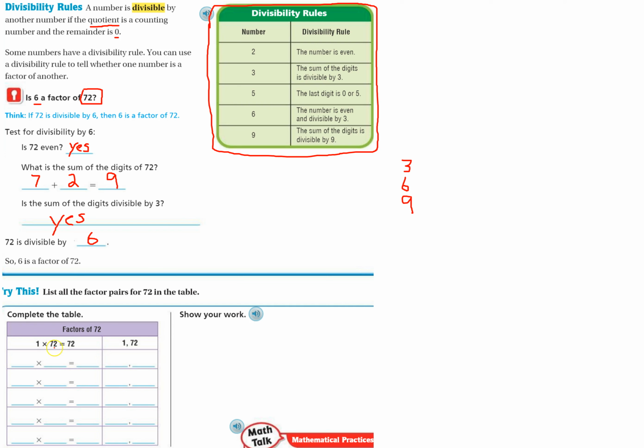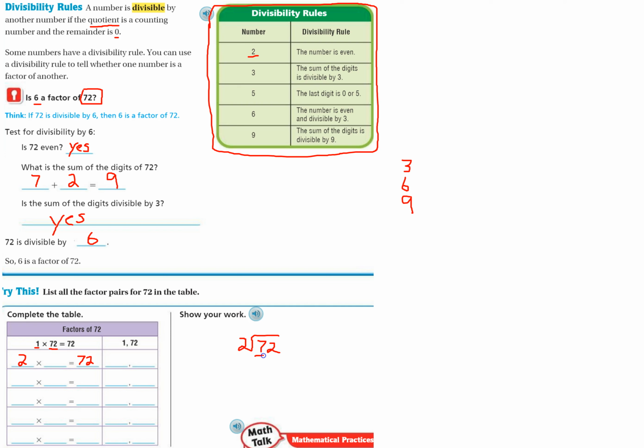Now, let's list all the factors of 72 using some of our rules. So we know 1 and 72 are going to work. So here, and then we list the factors by using a comma. Okay. What about 2? Well, let's look for the rule for 2. 2 will work if the number is even. Is 72 even? Yeah. So I know 2 is going to work. Now I just have to figure out 2 times what is 72. Well, another way to do this is, it's a fact family. So I can do 72 divided by 2.